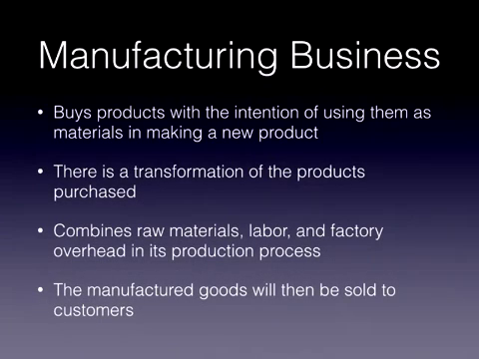Third is manufacturing business. Unlike a merchandising business, a manufacturing business buys products with the intention of using them as materials in making a new product. Thus, there is a transformation of products purchased. A manufacturing business combines raw materials, labor, and factory overhead in its production process. The manufactured goods will then be sold to customers.